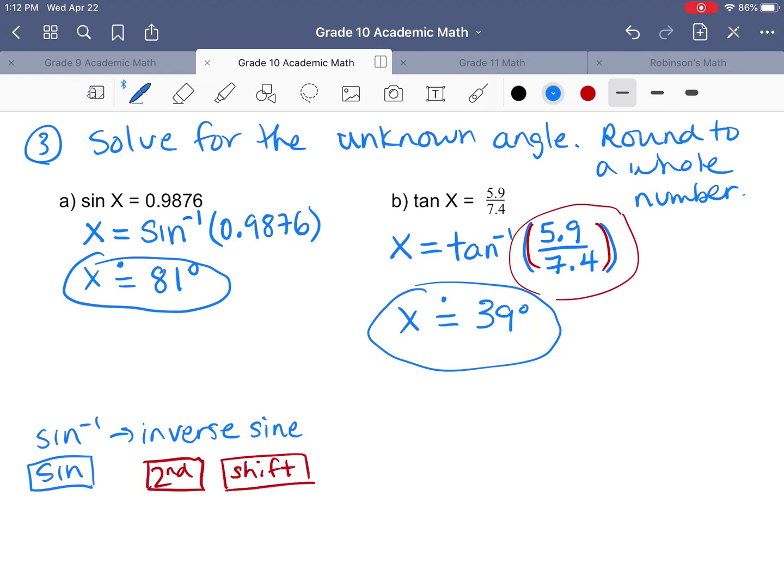Okay, so play around with your calculator and make sure you understand how to use it with respect to sine, cos, and tan, and inverse sine, inverse cos, and inverse tan.